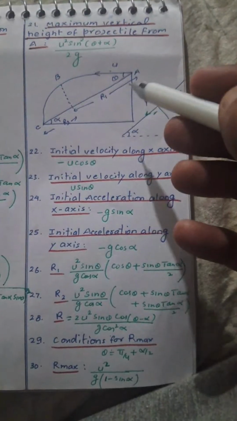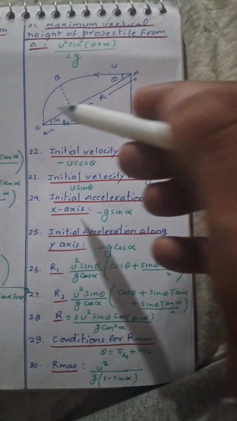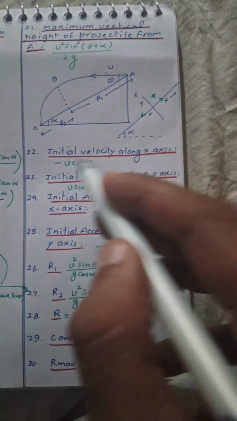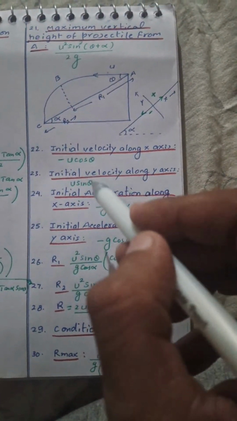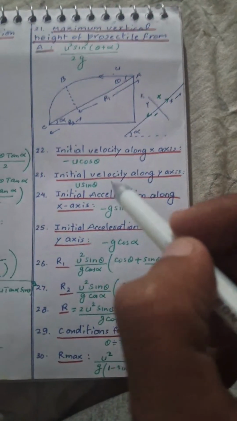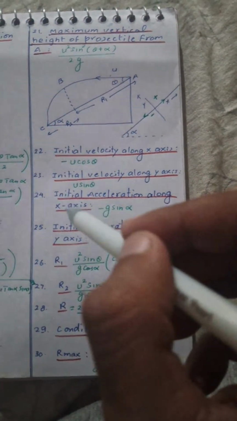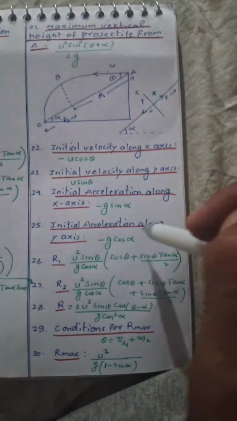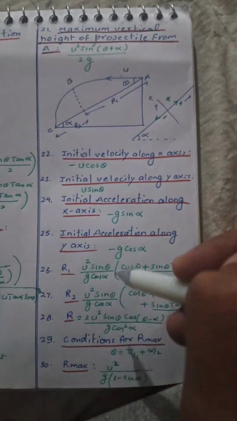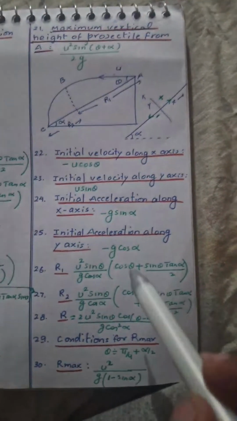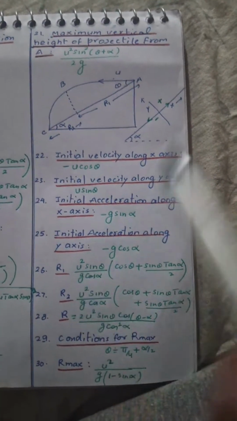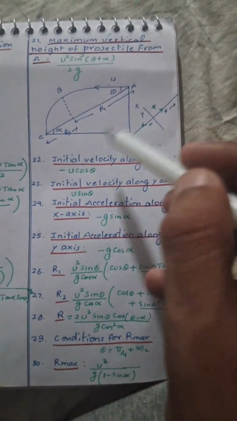Now there is a reverse case when you throw the projectile from top to the bottom. Parameters are the same. So initial velocity along x-axis will be minus u cos theta. Initial velocity along y-axis in this case will be u sine theta. Similarly, initial acceleration along x-axis will be minus g sine alpha, and initial acceleration along y-axis will be minus g cos alpha. R1 here will be u square sine theta by g cos alpha, cos theta plus sine theta tan alpha by 2.